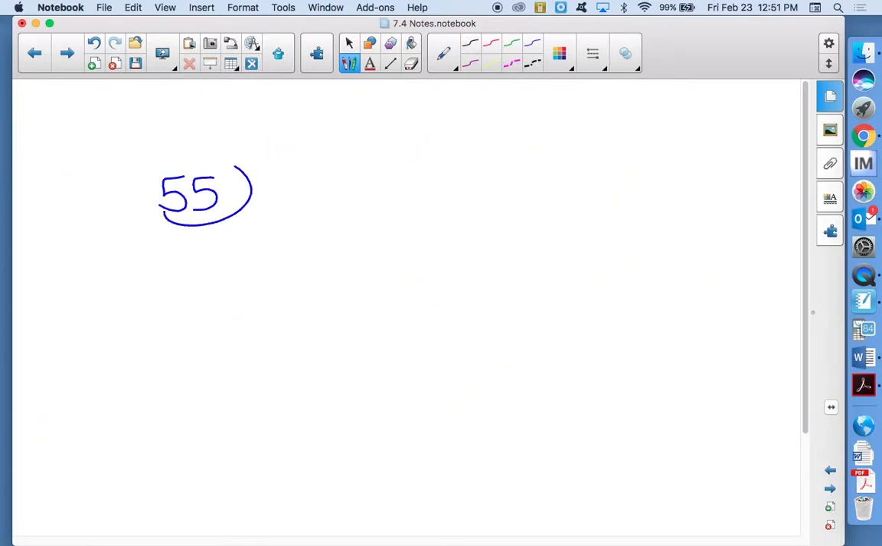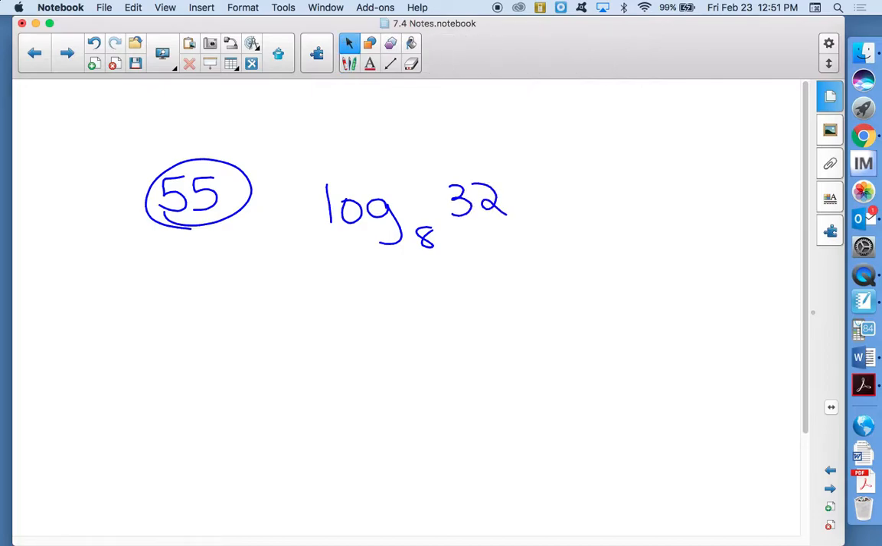So if you look at 55, 55 was dealing with 8 and 32. So log base 8, 32. See if you can simplify this, because I'm pretty sure most of you probably don't have it.